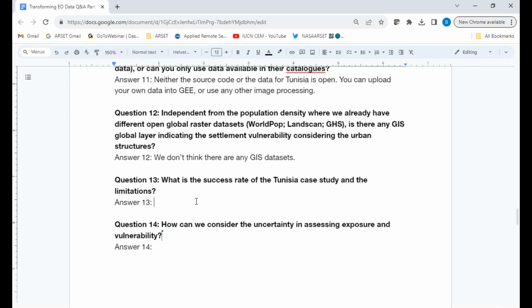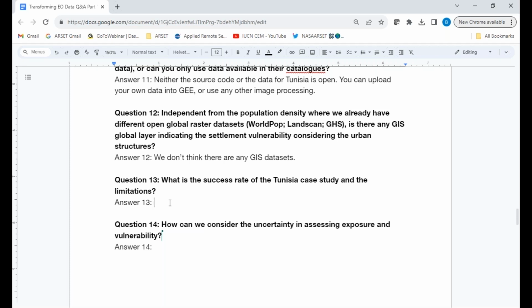Great, thank you. This next one focuses on the case study. Possibly Z or Mike can address this one. What is the success rate of the Tunisia case study and the limitations? Maybe we need a little clarification on the success rate, but maybe you can comment on that. We're not sure what the success rate is trying to ask. Maybe we could get a clarifying question on that.